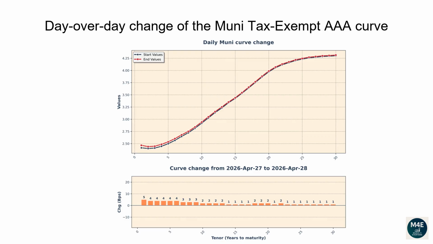Let's now go over how the Muni AAA tax-exempt curve has changed since the prior business date. The graph displayed on the top-hand side shows the most recent curve versus the prior day curve. The bar plot on the bottom-hand side shows instead the difference between the two curves in basis points. The one-year tenor changed 5 basis points. The 2-year tenor changed 4 basis points. The 5-year tenor changed 4 basis points. The 10-year tenor changed 2 basis points. The 20-year tenor changed 2 basis points. The 30-year tenor changed 1 basis point.